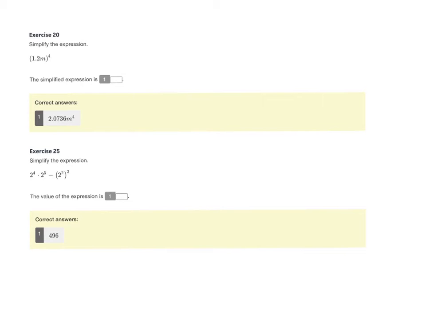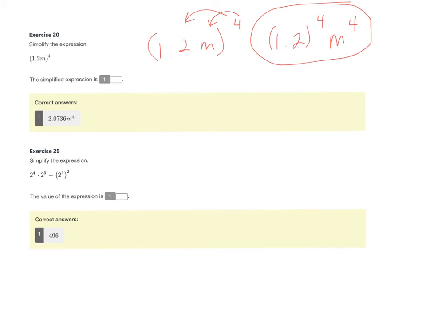Exercise 20, we're going to share that 4, so we have 1.2 m to the 4th. We're going to share it to both terms. So this would be 1.2 to the fourth, m to the fourth. And I would have accepted this, but it looks like Big Ideas wanted it all the way. So if we did in parentheses 1.2 to the fourth, that's 2.0736 m to the fourth.